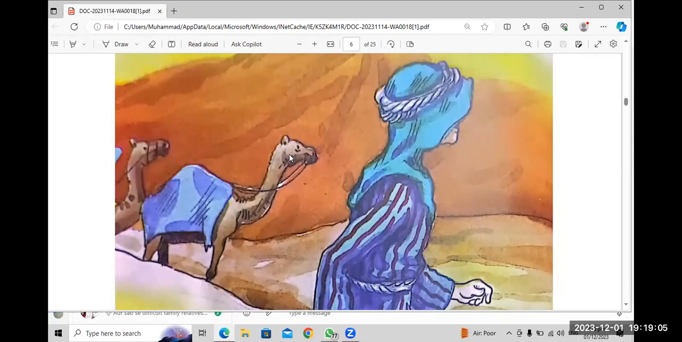Camels. Why we use camels? Because they can walk on sand. They can walk on sand and they have long legs.